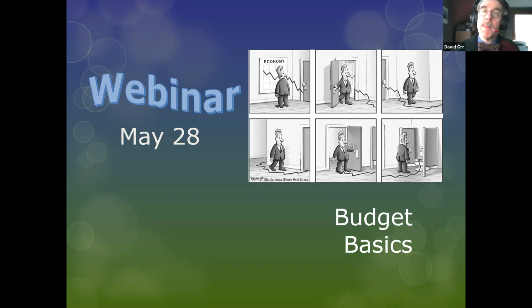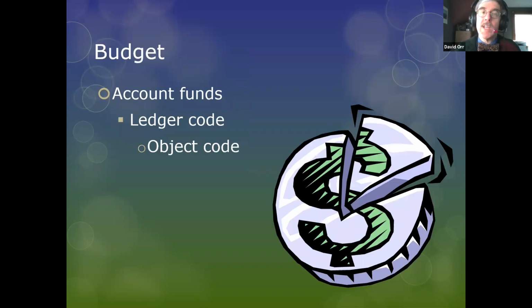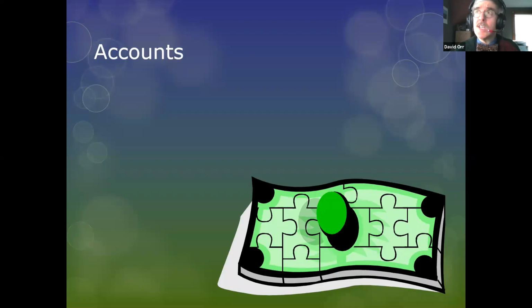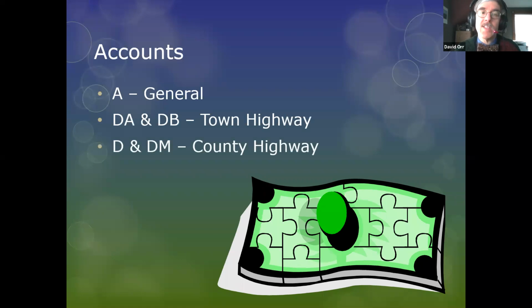But I do want you to remember with the budget, there's only a few things you've got to really keep in mind. You're going to see things called account codes and ledger codes and object codes. Just remember the accounts. Do me a favor. There's the A accounts and everything else. And for highways, it's the DAs and the Ds and the DMs. You might have a capital project, which is an H.